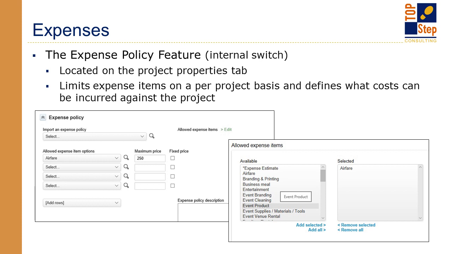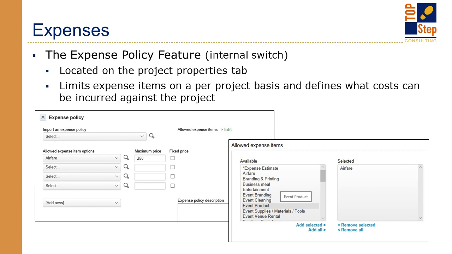Another feature that we find is very helpful in controlling costs is the expense policy feature. It is an internal switch, and when it is enabled, project managers can set limits on expense items. When a user enters an expense receipt against a project that has an expense policy in place, users will not be able to select expense items that have not been allowed in the policy. And it will also cap maximum dollar amounts by expense types.